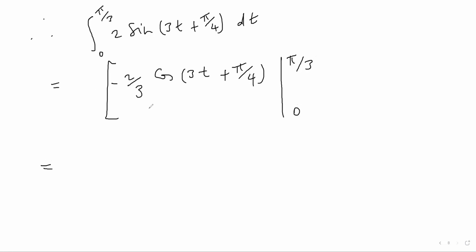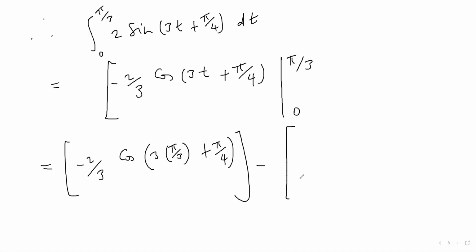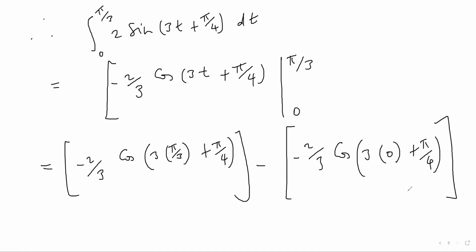This is equal to the following: minus 2/3 multiplied by cos of 3 times pi over 3 plus pi over 4. So we just substitute pi over 3. That's this, minus the following: minus 2/3 multiplied by cos of 3 multiplied by 0 plus pi over 4. So it's this bracket minus this bracket.